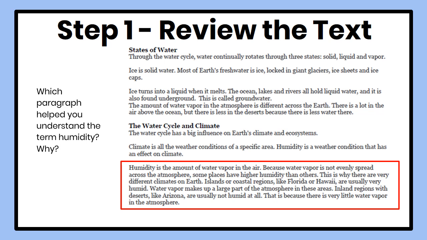How did that paragraph help us understand the term humidity? Again, the first sentence tells us the definition. Humidity is the amount of water vapor in the air. But that's still tricky to understand. The text also says that Florida and Hawaii are humid places. I think North Carolina can be humid in the summer when the air feels hot and sticky. That must be because there is a large amount of water vapor in the air.